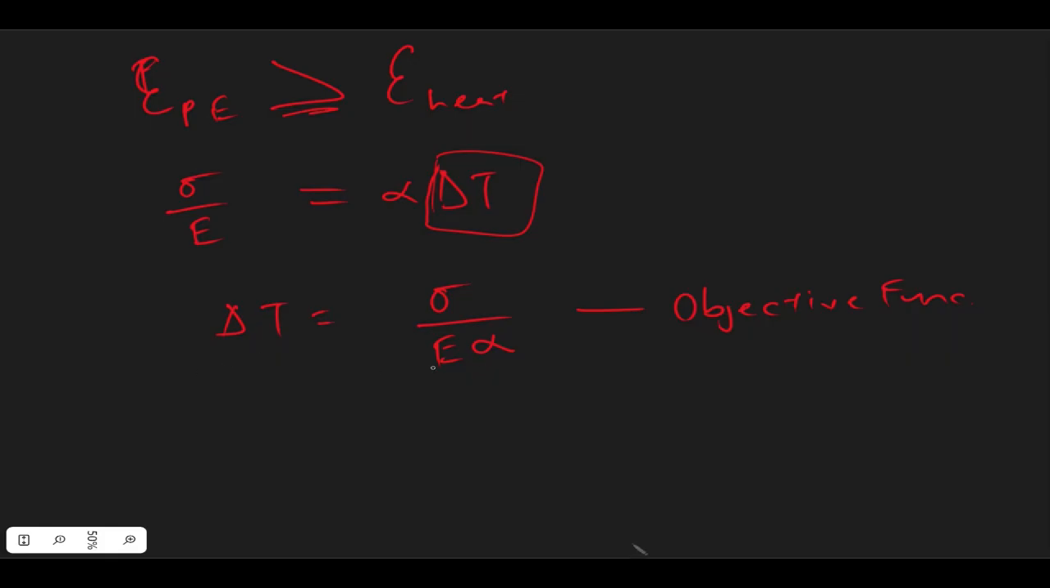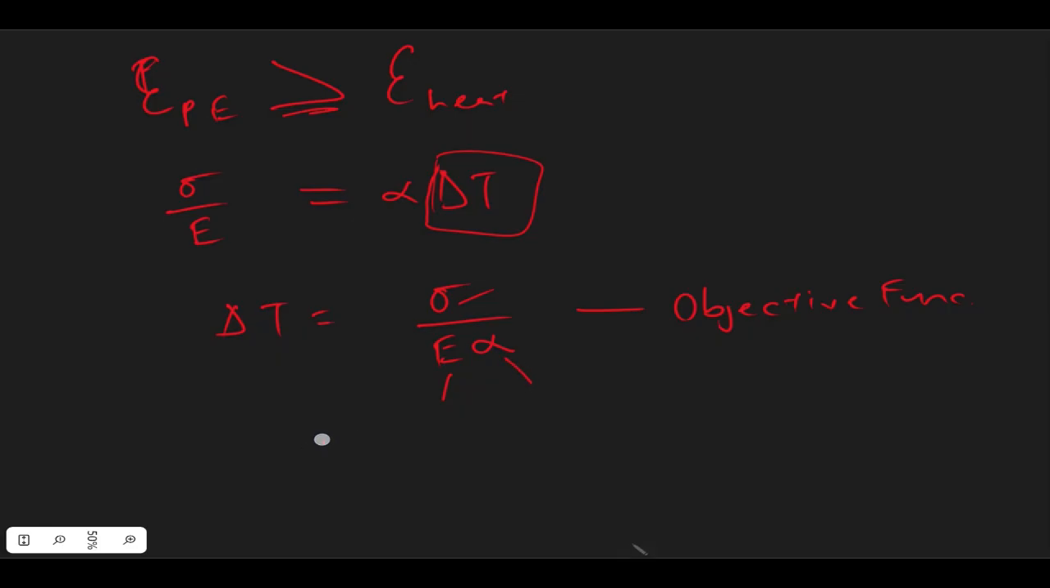So we need to break this down into geometric constraints, functional constraints, and material properties. If you look at this, we don't have any geometric constraints and we don't have any functional constraints. All we have here is material property, because stress is a material property, Young's modulus is a material property, and coefficient of thermal expansion is a material property.